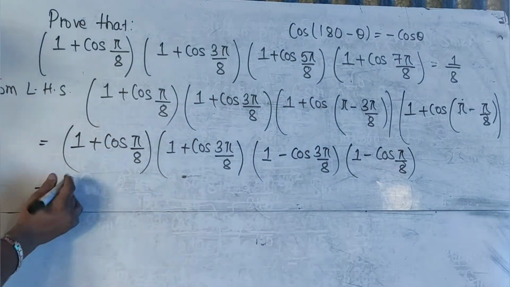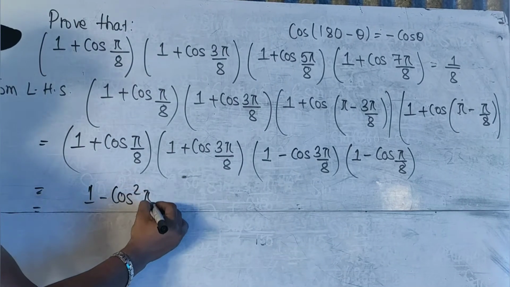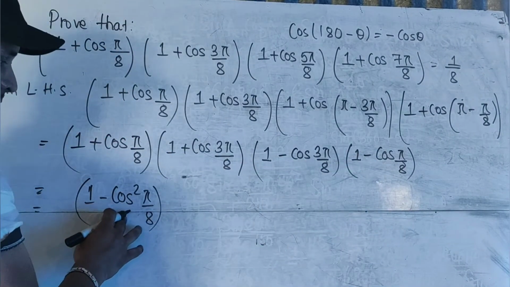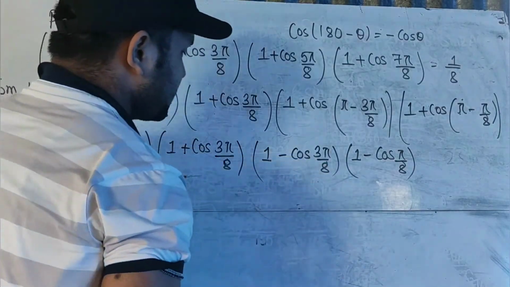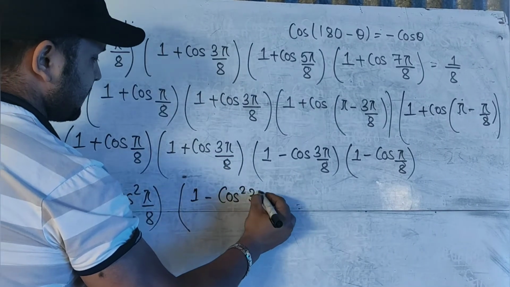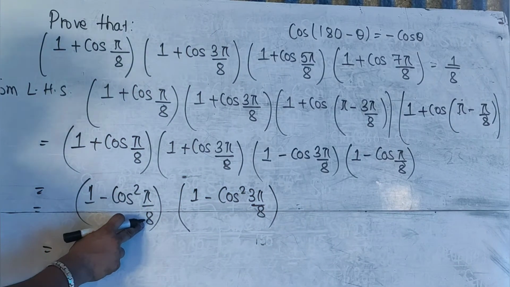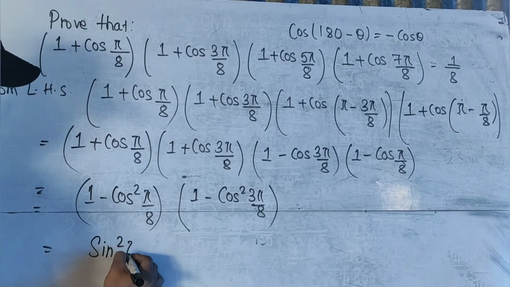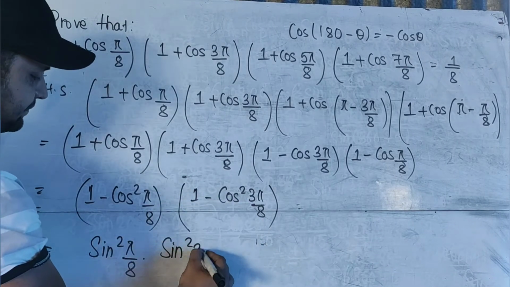Now you can see that 1 plus cos pi by 8 into 1 minus cos pi by 8 will be 1 minus cos square pi by 8, using the formula (a plus b)(a minus b) equals a square minus b square. We apply the same thing on the other remaining two terms. So you have 1 plus cos 3 pi by 8 and 1 minus cos 3 pi by 8, which compares with (a plus b)(a minus b), and your answer will be a square minus b square. If you assume pi by 8 to be theta, then you have 1 minus cos square theta, that will be sine square theta. 1 minus cos square 3 theta would be sine square theta.